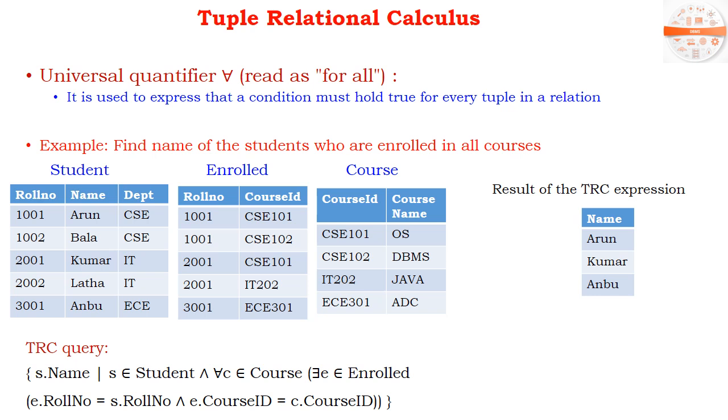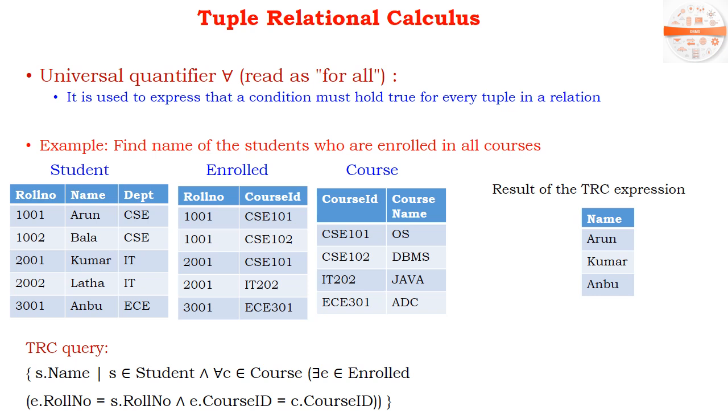So for example, how do we write the query here? Finally, we are going to write name, so s.name. We want to display only the name, s.name. Now the relation tuple s belongs to student, and c, which is associated with the universal quantifier, belongs to course. And then the e tuple, which is associated with the existential quantifier, belongs to enroll.